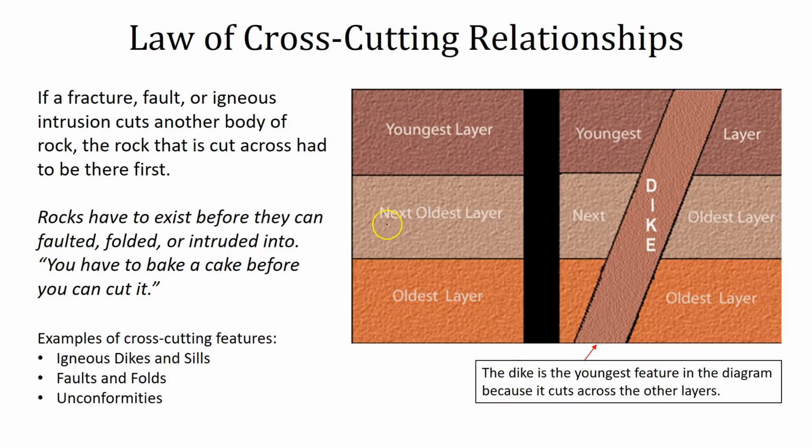So if we look at this diagram here, our law of superposition, we can review real fast. We've got 3 layers. Well, superposition tells us the oldest is at the bottom, the youngest is at the top. So this is time 1. We just have our nice layers. We come back sometime later at time 2, and we see that these rocks have been cut across by this igneous dike. So in this diagram, our igneous dike would have to be our youngest feature because all of these rocks in the background had to exist before the dike could cut across them. So these are all older and the dike is younger.